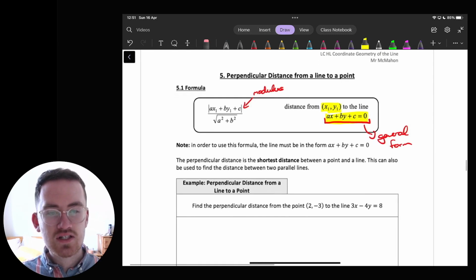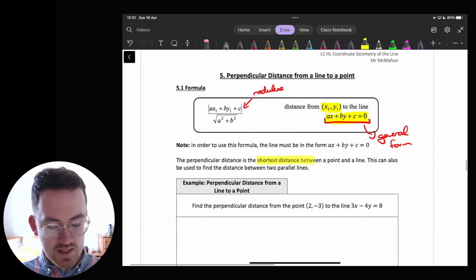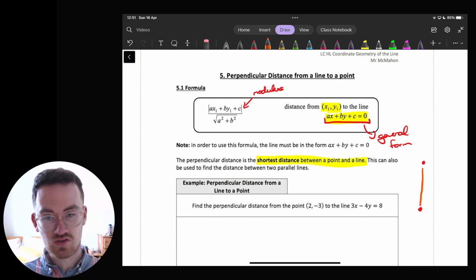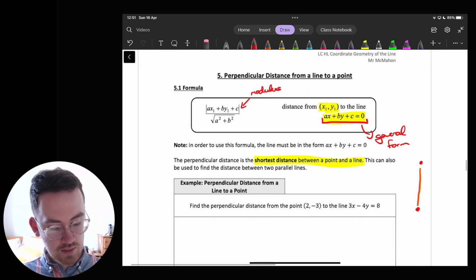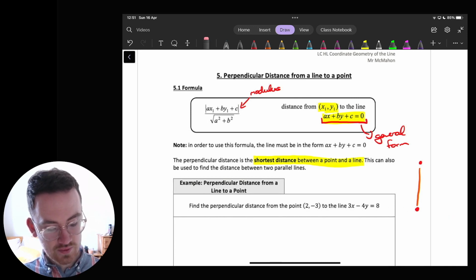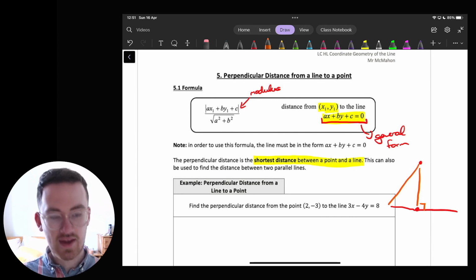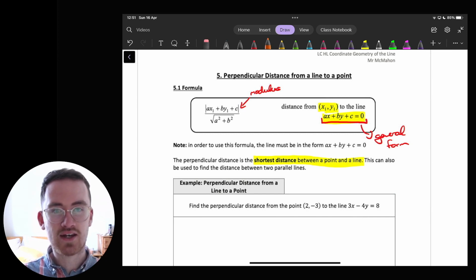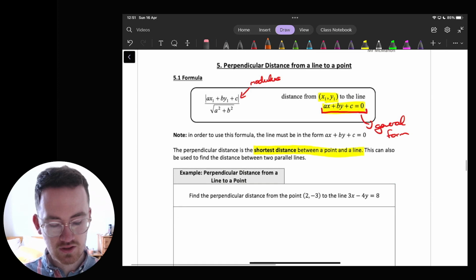The perpendicular distance then is the shortest distance between a point and a line. That comes back to the idea that the shortest distance between 2 points is going to be a straight line. And if it's between a point and a line, the shortest distance will be the line that's perpendicular. So obviously that would be shorter than, say, that line there. It's important that you have that in your head. If you're asked to find the shortest distance between a point and a line, that will be the perpendicular distance.